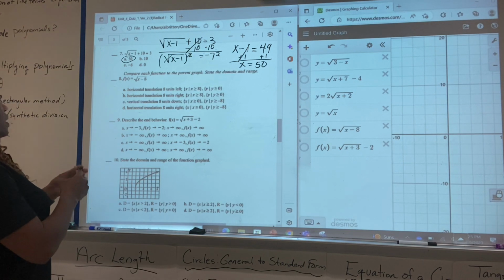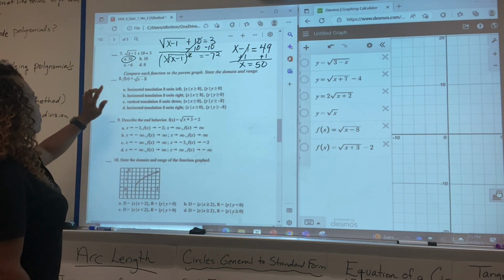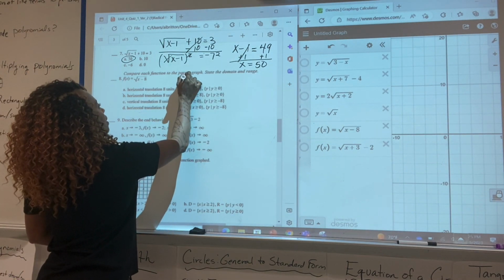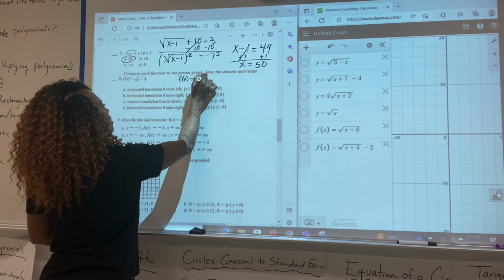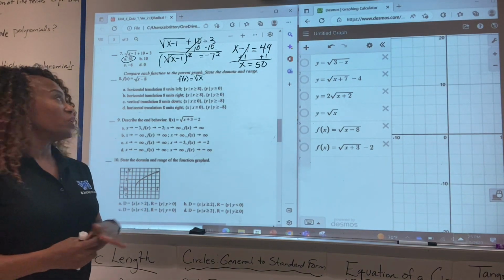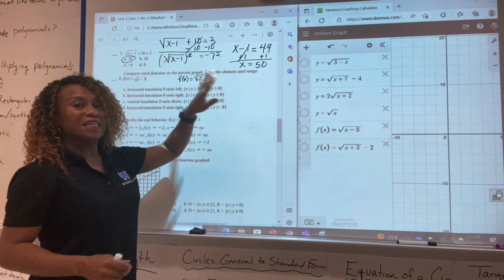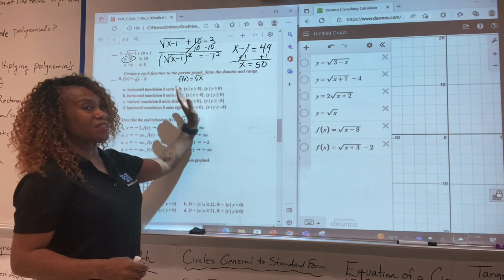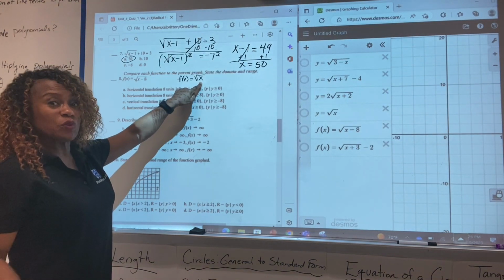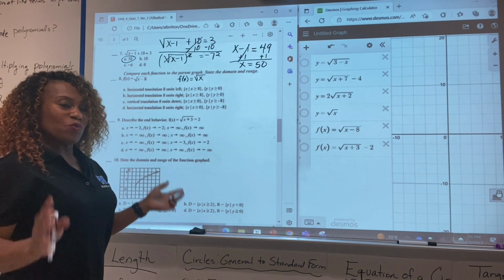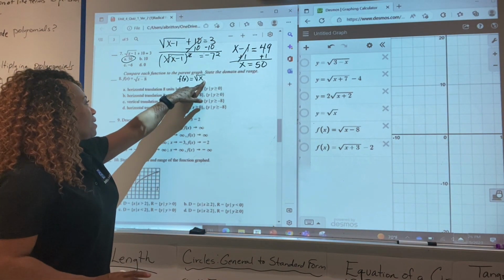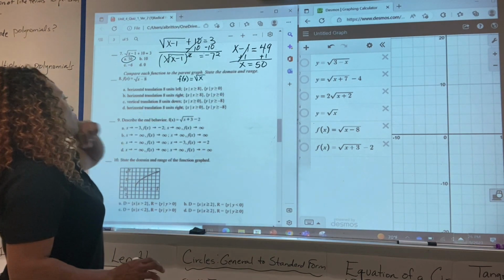So here we're back to looking at some graphs. Compare each function to the parent graph. Let's talk about the parent graph. The parent graph for a radical equation is the square root of x. So it's just the square root of x without any transformations. So there's no minus 1 plus 4, anything like that. So nothing underneath the radical with the x and nothing outside of it. This is the original starting point for any radical function, and then from there it moves based on what is added or subtracted underneath the radical and outside the radical.